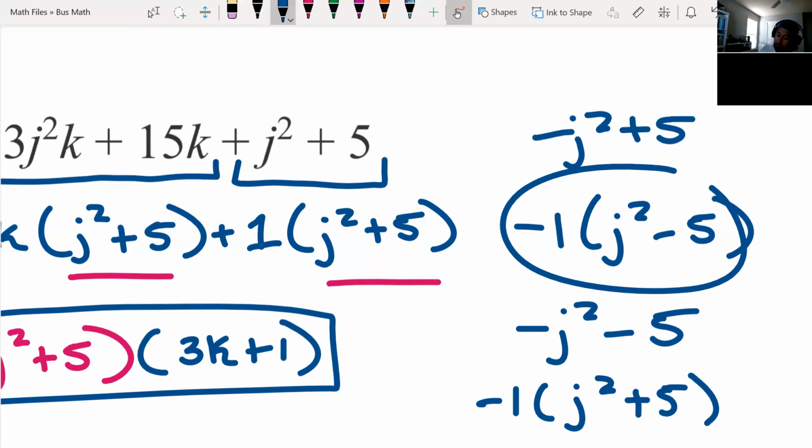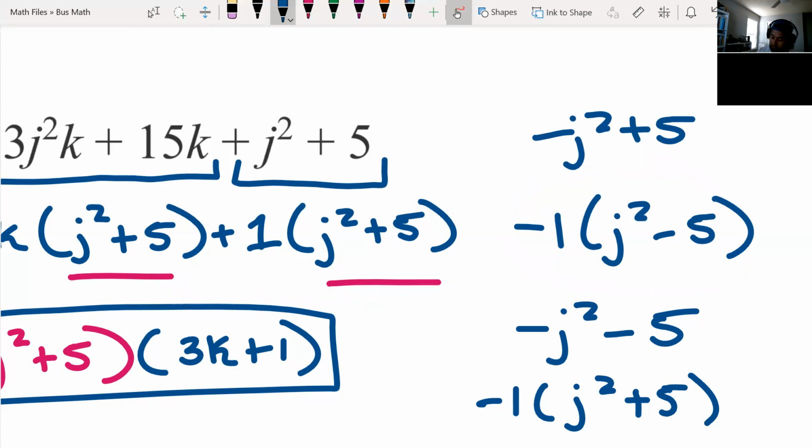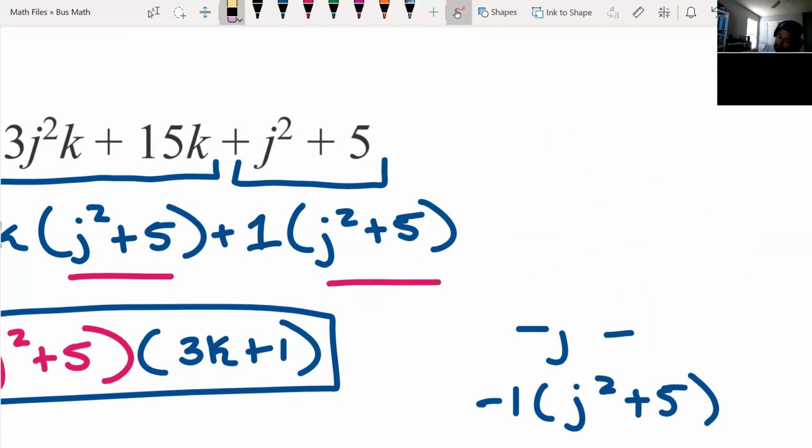So let's say we were in this situation, and this didn't match up with that one. This means we couldn't factor it at all, and we would move on. But could you do 1 and keep the j negative? Yeah, you could. So I could take a 1 out, and it would still be negative j squared plus 5. So factoring a 1 out doesn't change anything. It just puts a 1 out in front.